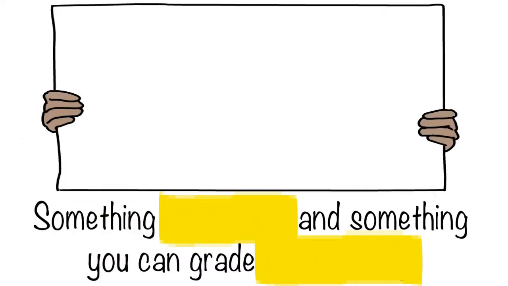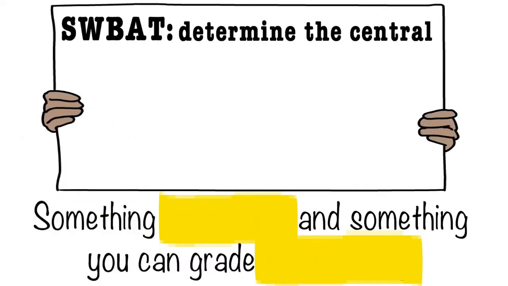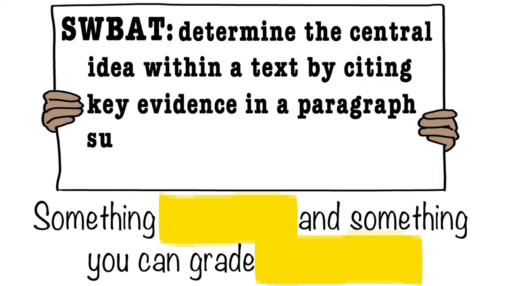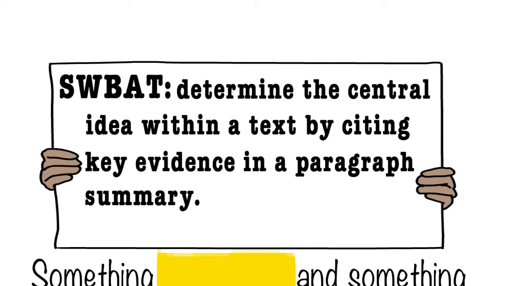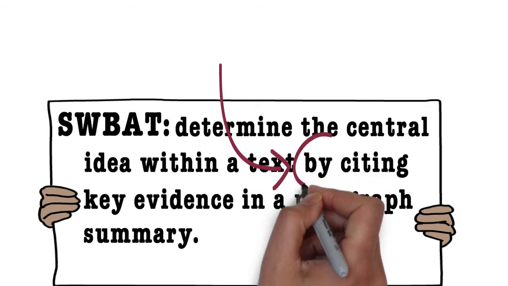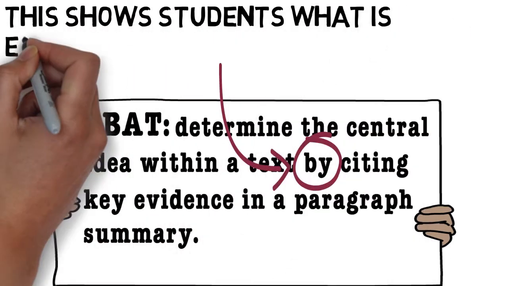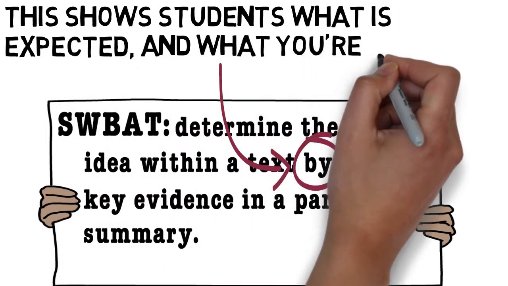Let's look at an example. Students will be able to determine the central idea in a text by citing key evidence in a paragraph summary. In this objective, the by communicates what is expected, both for us and our students.